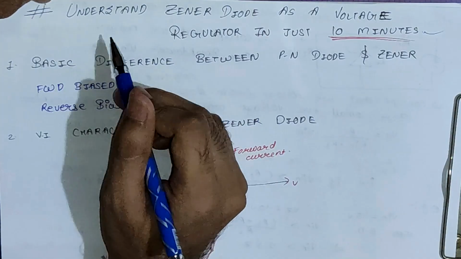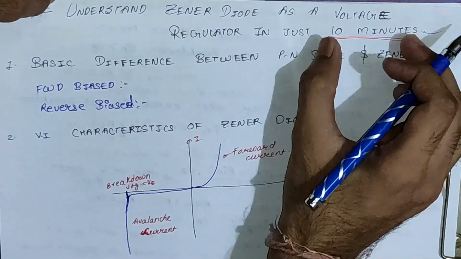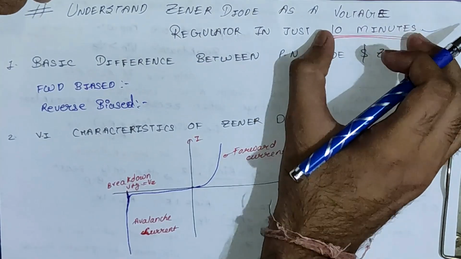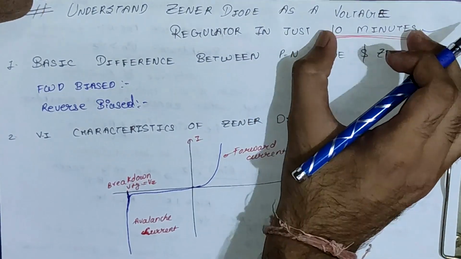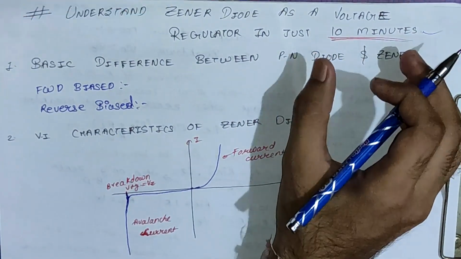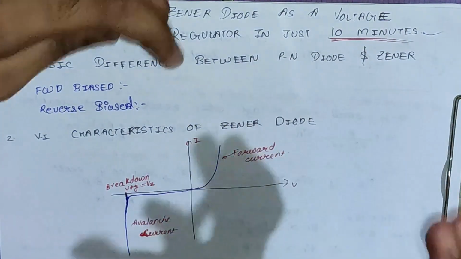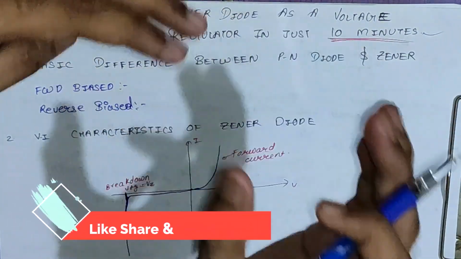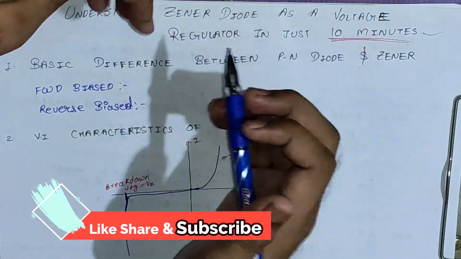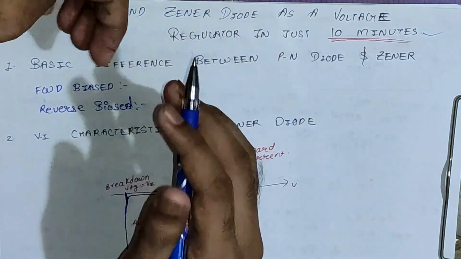Hello friends, today we are going to see how we can understand Zener Diode as the voltage regulator in just 10 minutes. Yes, in just 10 minutes. Let me tell you, in this video only we are going to see all the insights that are required to solve voltage regulator based sums. So before going to the Zener Diode as a regulator, we must know some basic concepts of Zener Diode. So let's see that one by one.